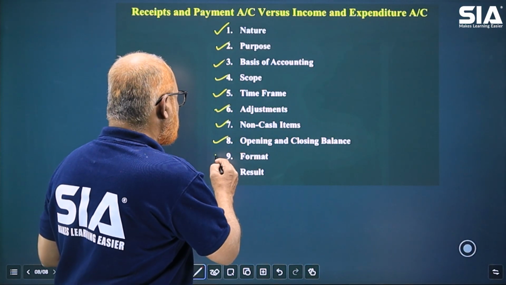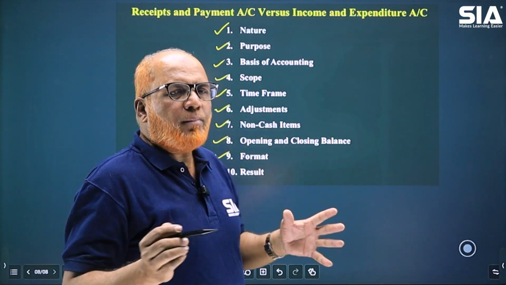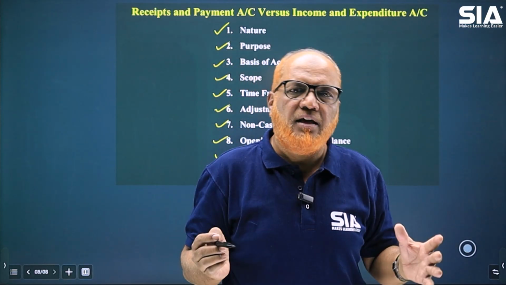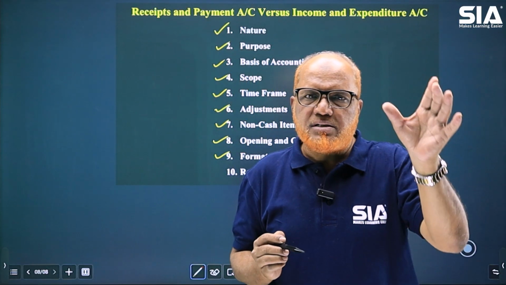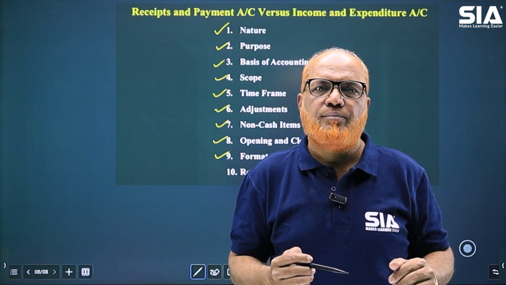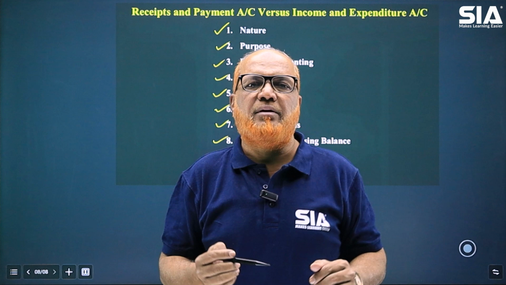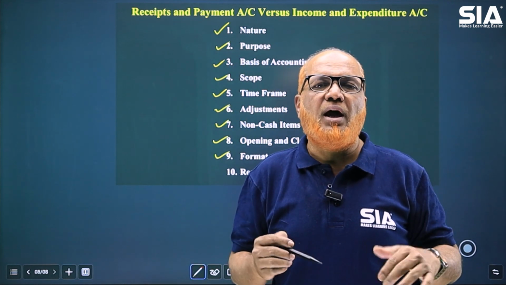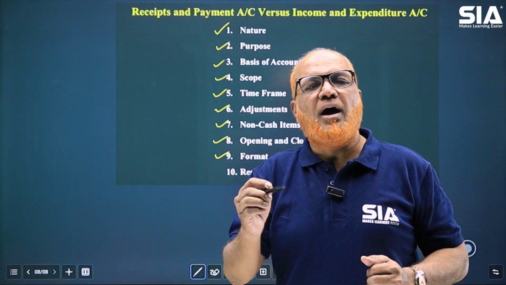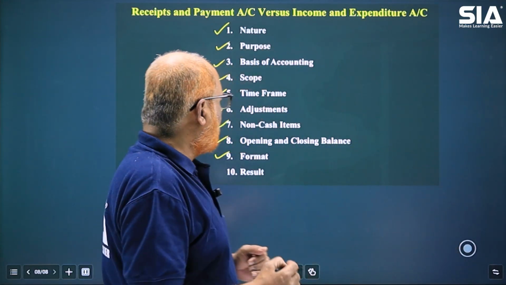Next comes format. The format of receipts and payments account and income and expenditure account is different. In receipts and payments account, on the debit side we take all receipts and on the credit side we take payments. Whereas in income and expenditure account, on the debit side we record expenditure and on the credit side we record income.